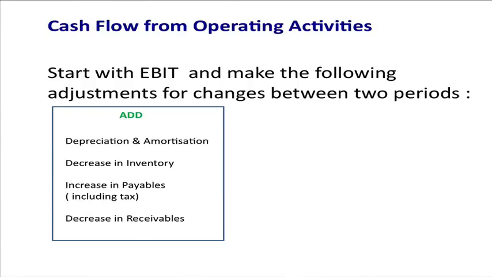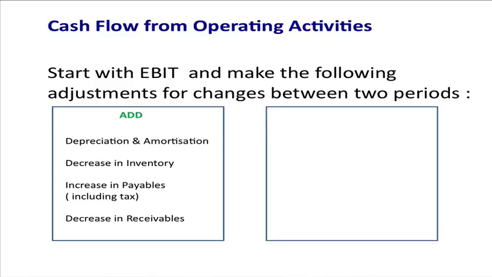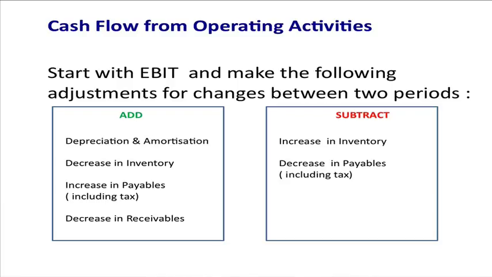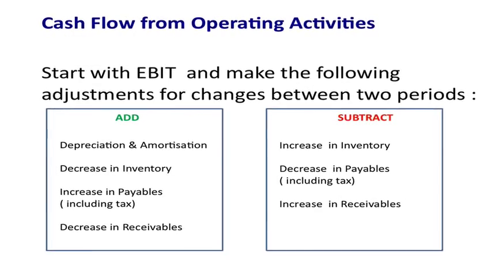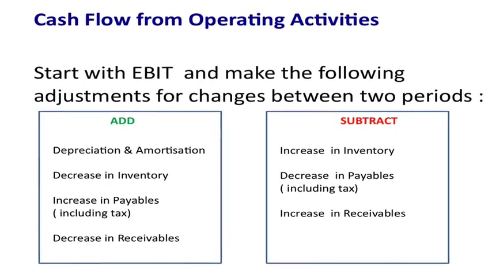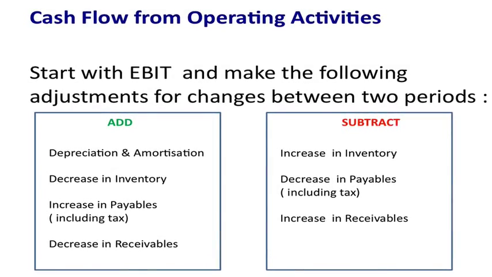You need to subtract certain things. That is, if the inventory has increased, you need to subtract it. Similarly, if payables have decreased, you need to subtract it. And if there is any increase in receivables, that also needs to be subtracted. After you do all this arithmetic, you get a figure called cash flow from operating activities.